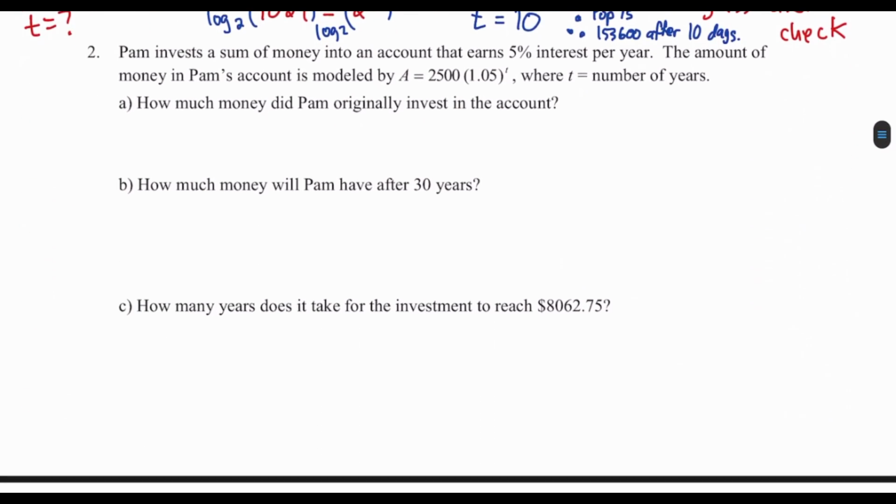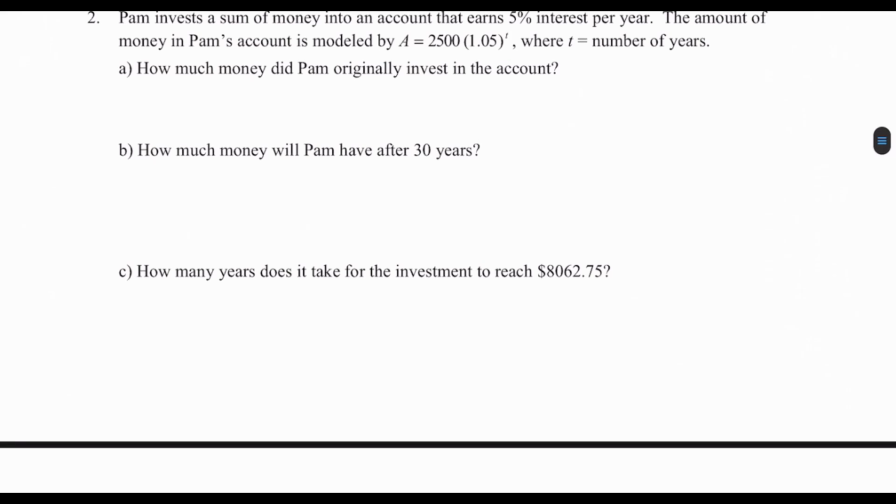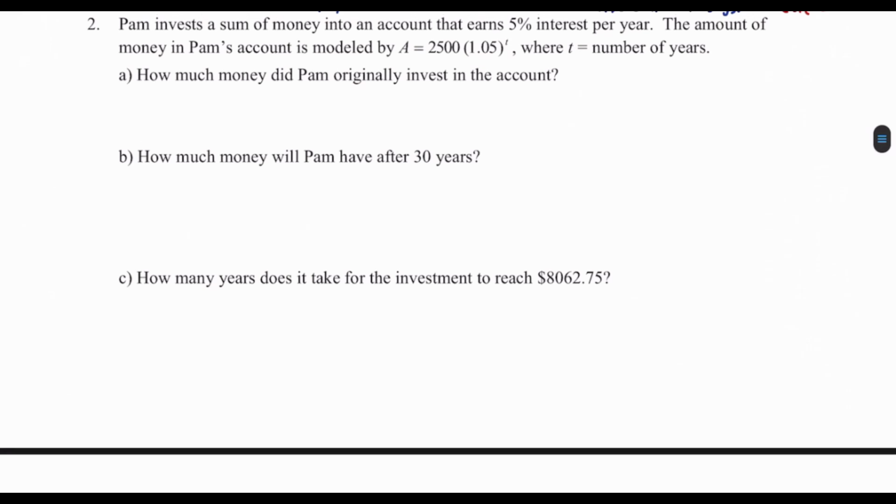Let's get back into some more familiar territory, and let's take a look at a financial application question. How can I use exponential growth to learn about finances or to describe financial situations? We are told that Pam invests a sum of money into an account that earns 5% per year. The amount of money in Pam's account is modeled by the equation A, so that's the amount in the account, equals 2,500 times 1.05 to the power of t, where t is the number of years.